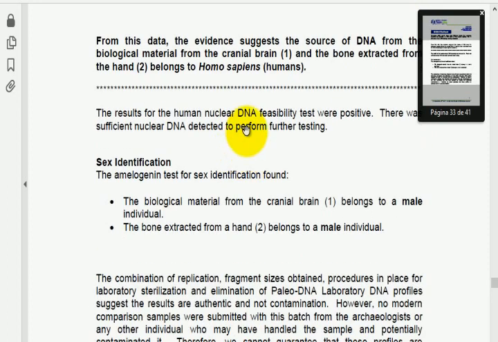And we have more information. Sex identification. The biological material from the cranial brain belongs to a male, not a female. Maria is a female name, and that's a huge mistake. Maria is a male, not only in this Canadian report, also in the Mexican report, Maria was identified as a male. Then the name of Maria as female is a huge mistake.